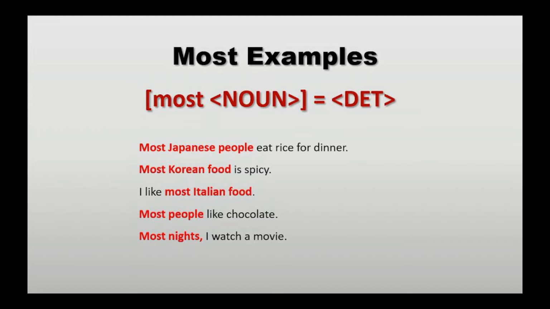I'll read it slowly at first. Most Japanese people eat rice for dinner. Okay, let's do it more quickly. Most Japanese people eat rice for dinner. Okay, the next sentence slowly. Most Korean food is spicy. More quickly now. Most Korean food is spicy.